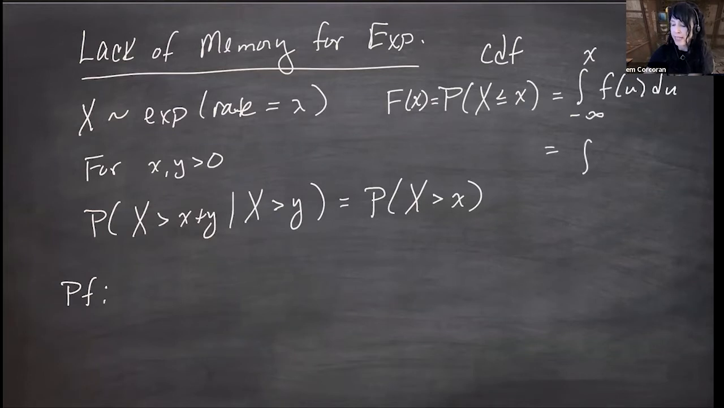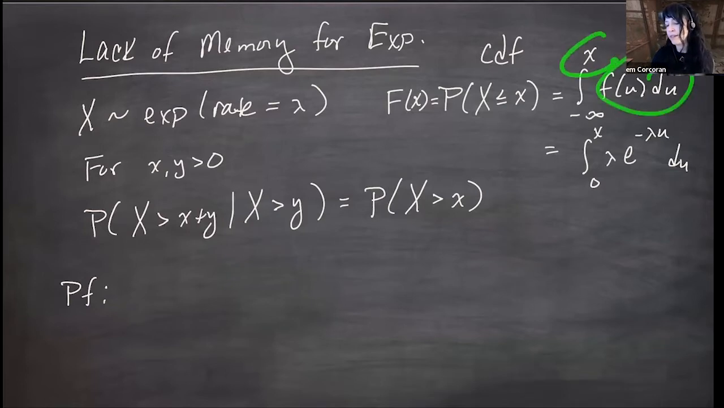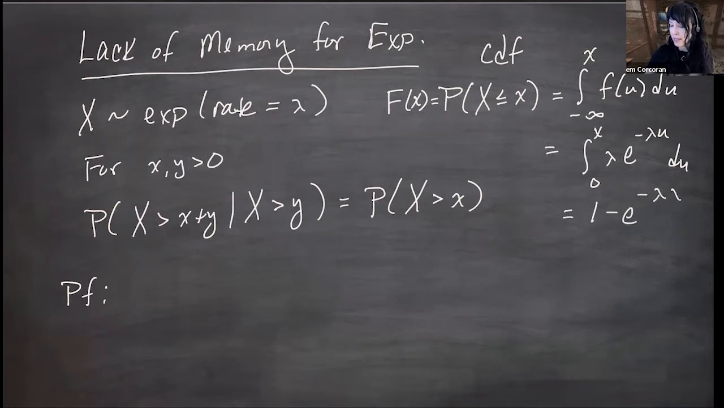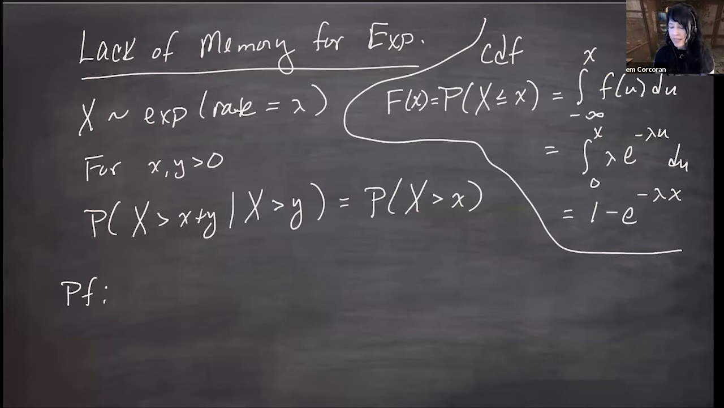And in our case, the PDF is 0 when you get down to negative values. So it's going to be the integral from 0 to x of lambda e to the minus lambda u du. If you use x's in there, no one's going to get hurt, but I find it a little weird to integrate with respect to x and then plug an x in. But this is going to be 1 minus e to the minus lambda x. So that is the CDF that we're going to need.